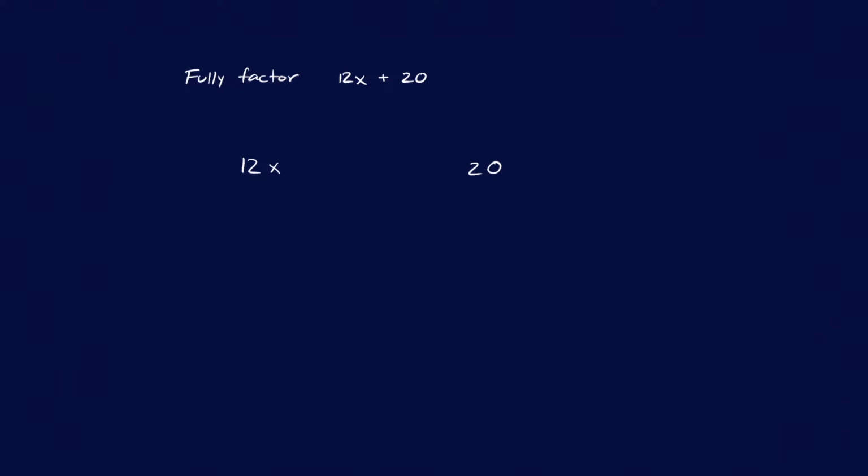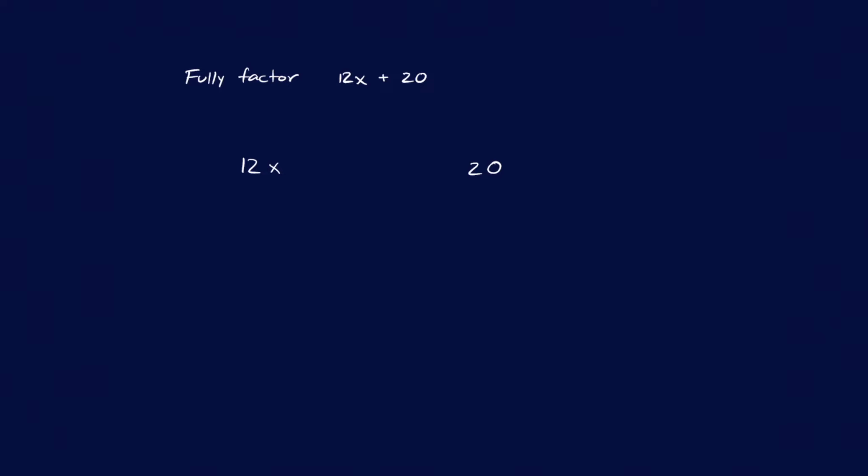I'll give you a sec. So in other words, what is the greatest number that we can divide 12x and 20 by and still have a whole number? So we can start out with the coefficients of each term and figure out what the greatest common factor of the coefficients is. That's the first step.